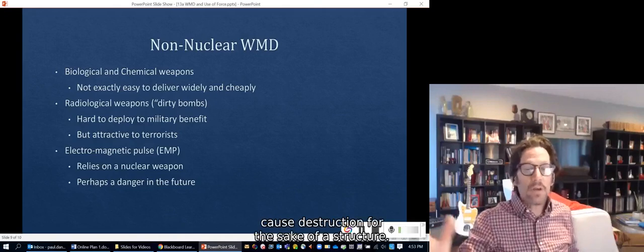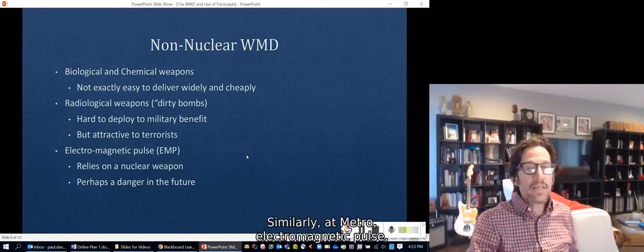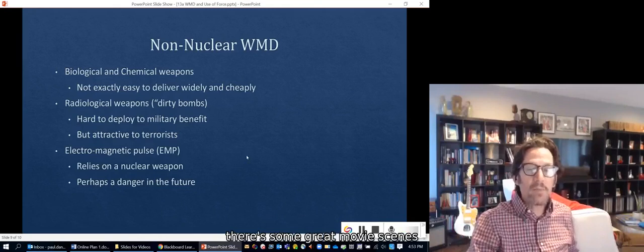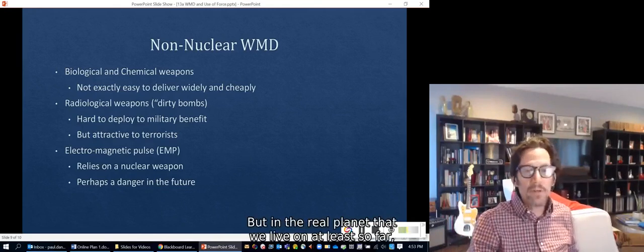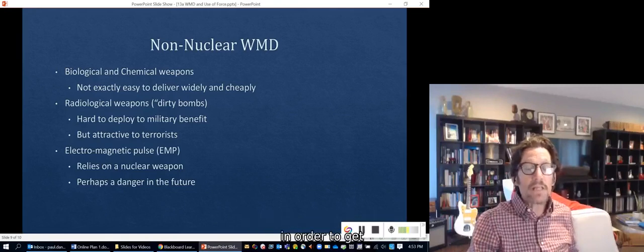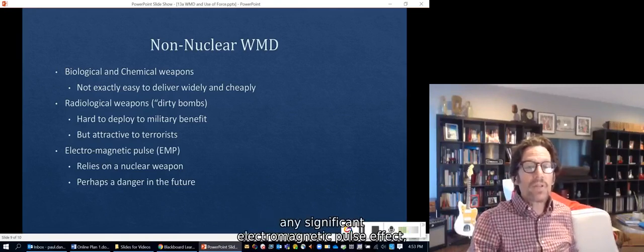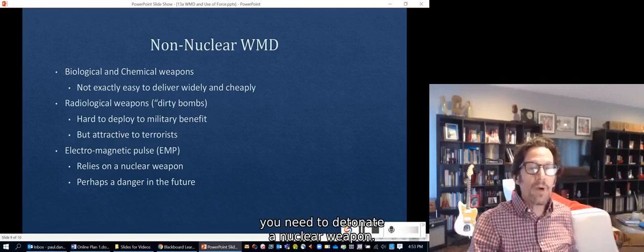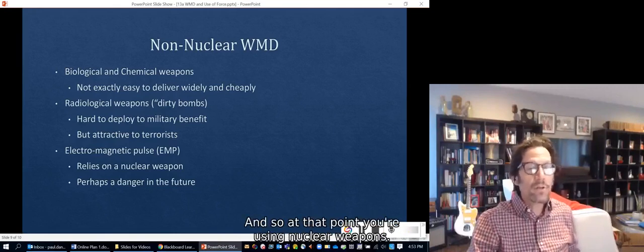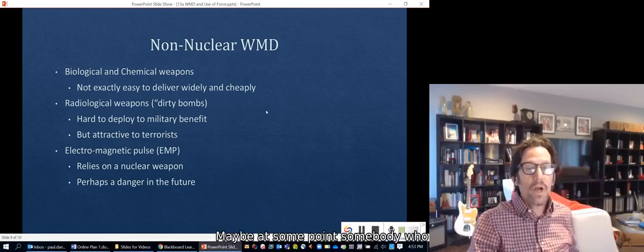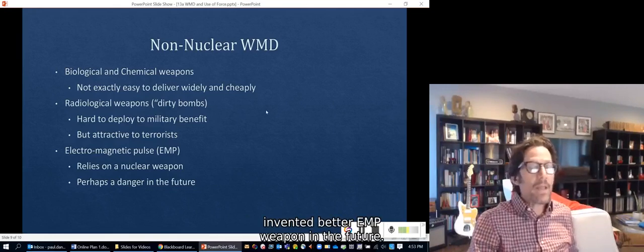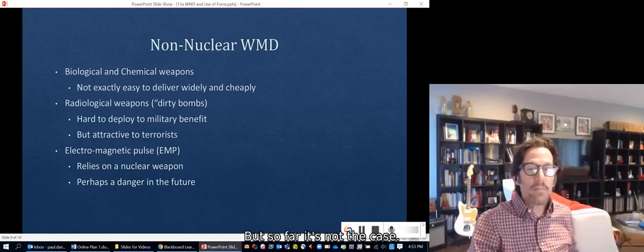Similarly, an electromagnetic pulse. There are some great movie scenes involving electromagnetic pulse, but in the real planet that we live on, at least so far, in order to get any significant electromagnetic pulse effect, you need to detonate a nuclear weapon. So at that point, you're using nuclear weapons. Maybe at some point somebody will invent a better EMP weapon in the future, but so far, it's not the case.